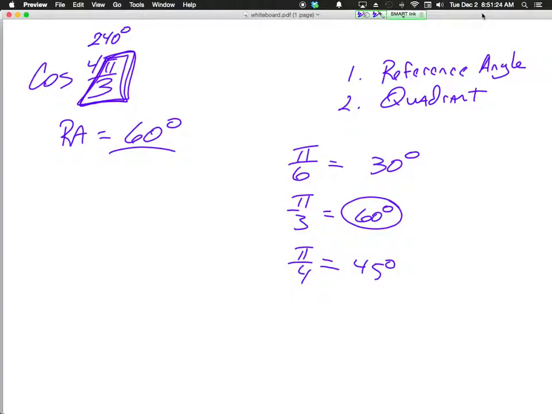All right, then what's the other thing I need? I need the quadrant. So what quadrant is 240 in? 1, 2, 3, 4, 3. So now I'm ready to go.